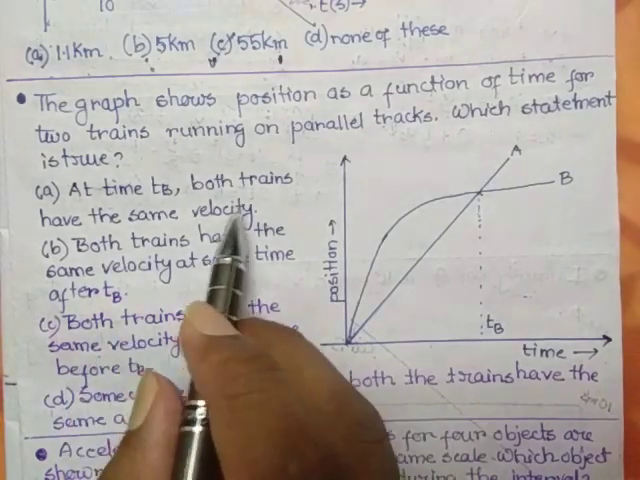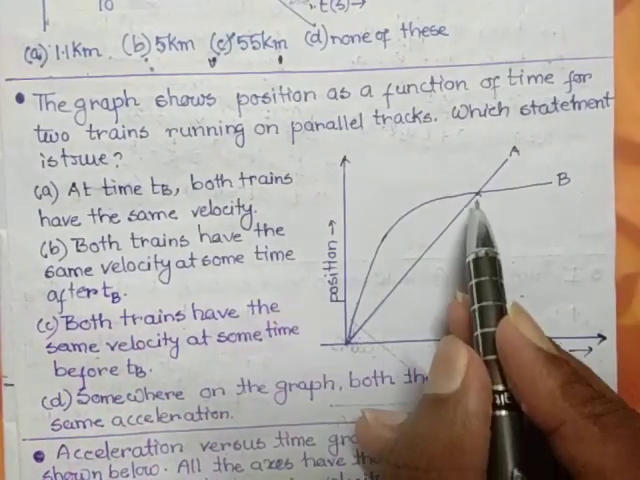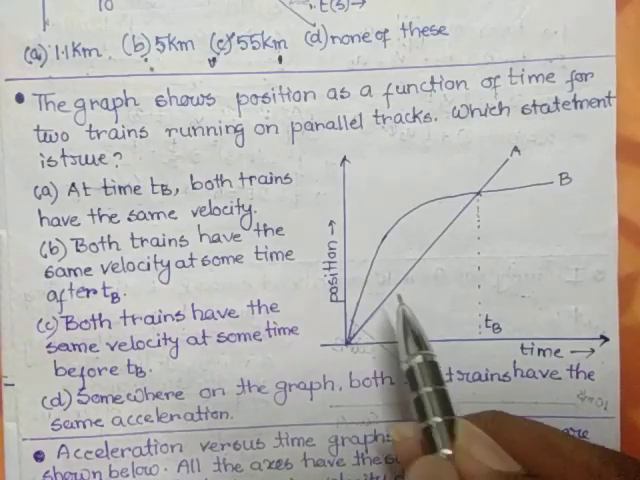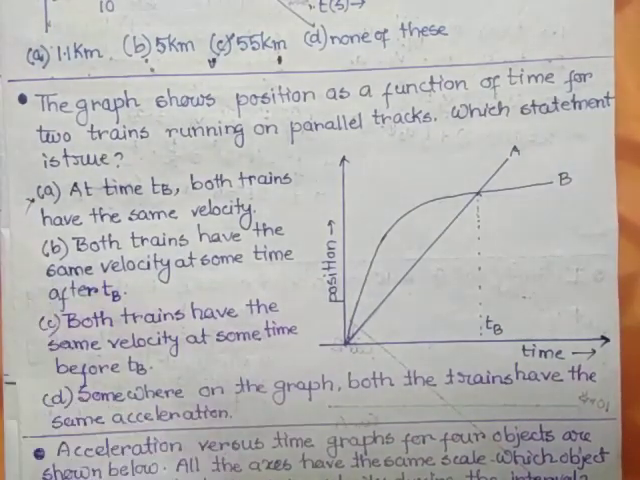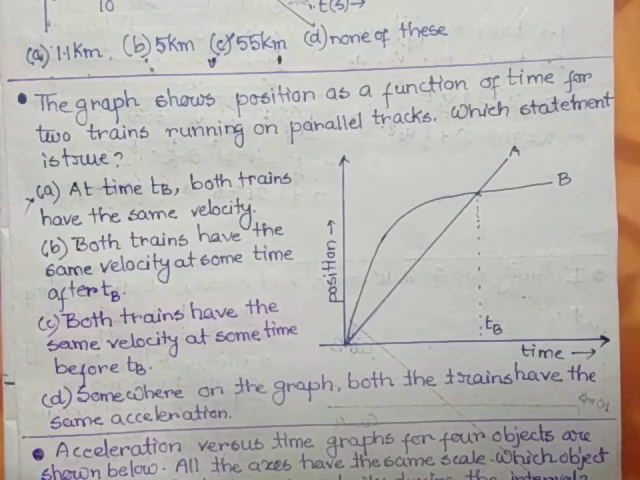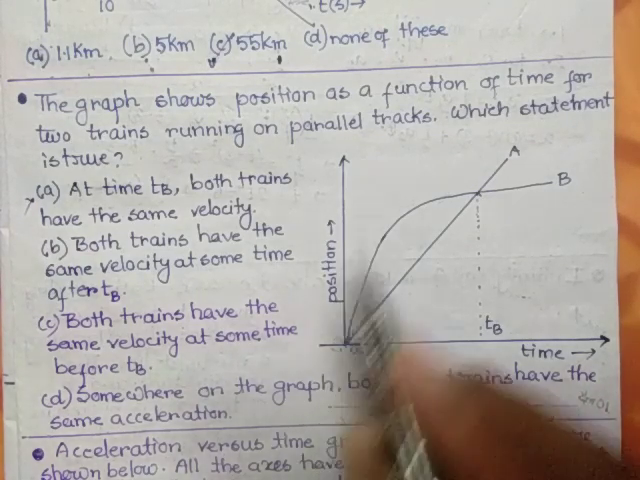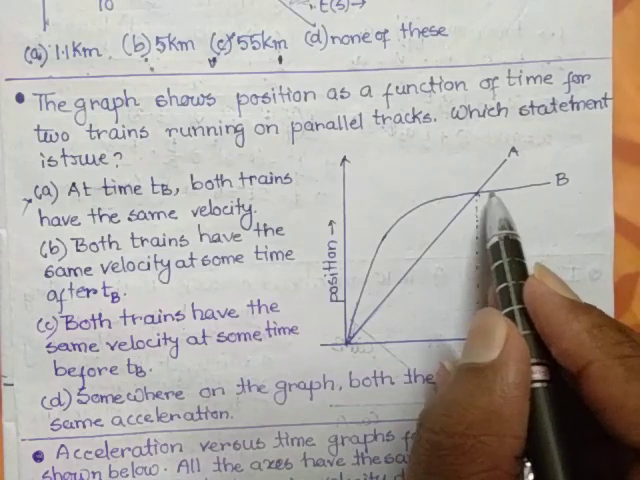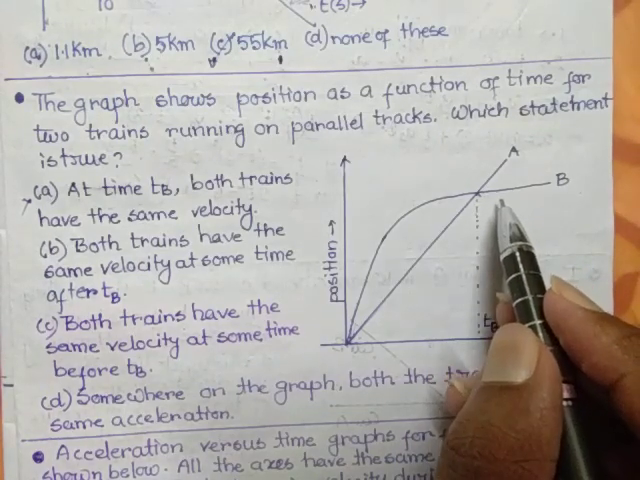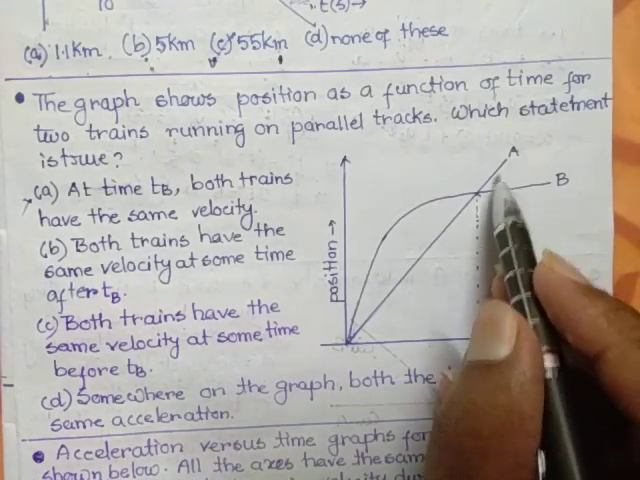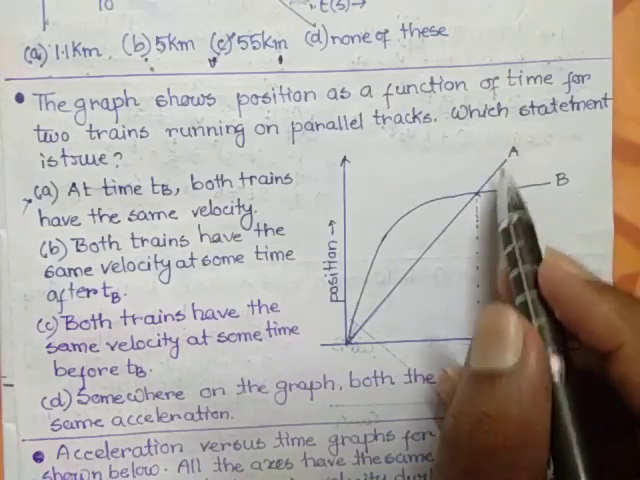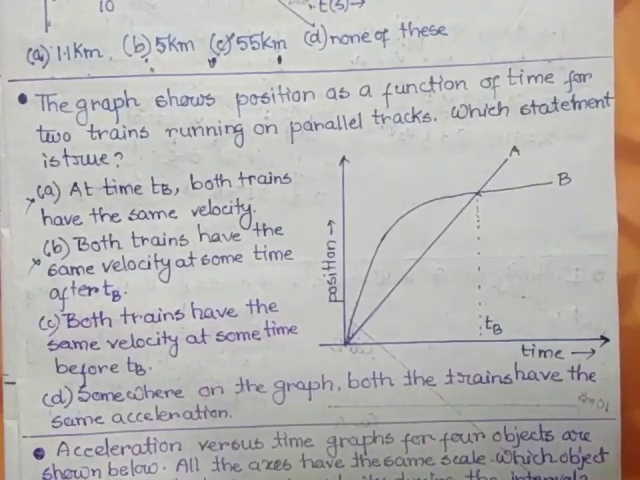So at time tb, both the trains have the same velocity? No, at that time they are just crossing each other. Both the trains have the same velocity sometime after tb? No, it cannot be, because sometime after tb the velocity of B is 0, but the velocity of A can't be 0, it is continuously increasing, so it can't be.